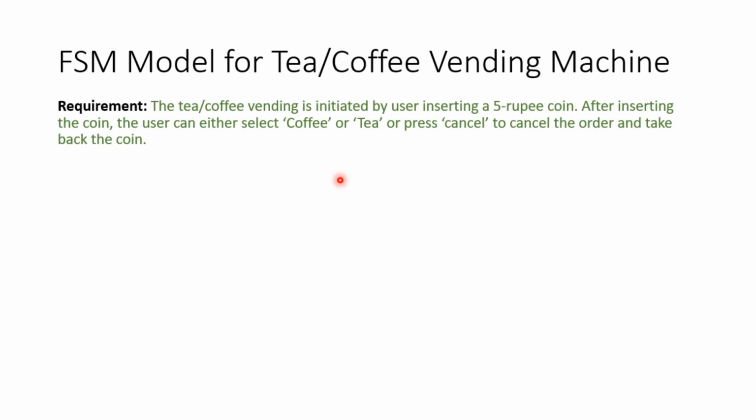And the vending machine should be able to vend tea for you. If you press coffee, it should be able to vend coffee for you. What is very important to consider here is, if you cancel the order, then you should get back the coin. And if you press tea or coffee, you should get tea or coffee, not the coin. Yeah, that is the requirement.